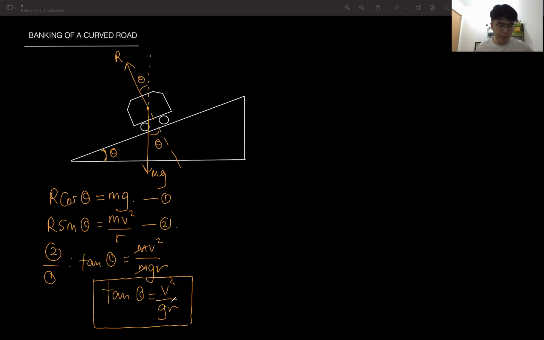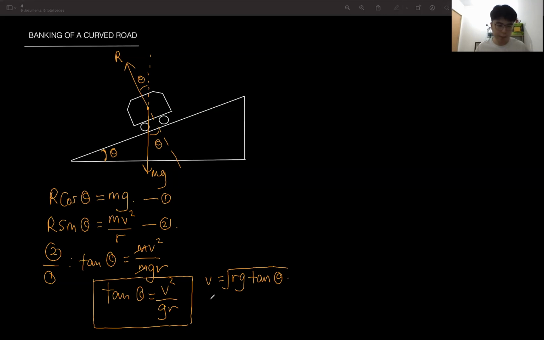What is the v again? The v is the linear velocity. From here, I can express this as v equals the square root of r g tan theta.